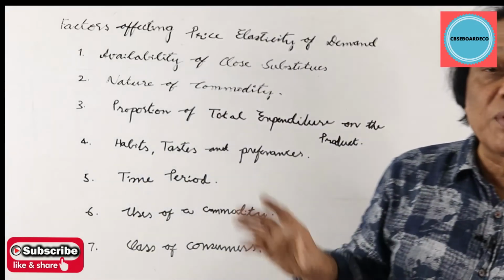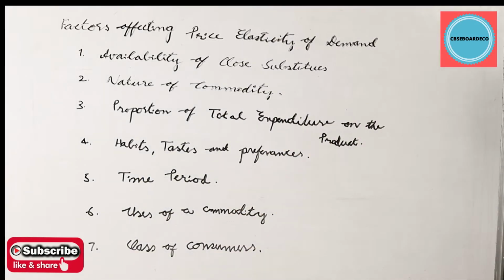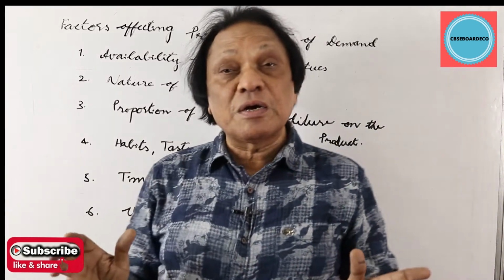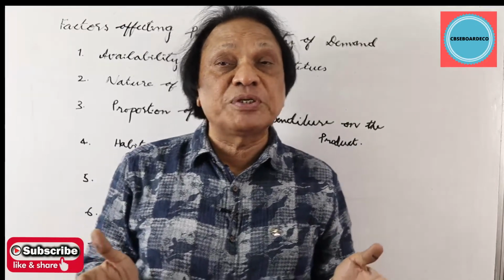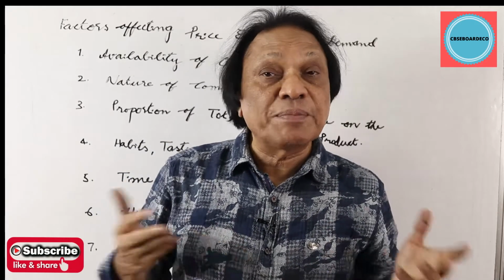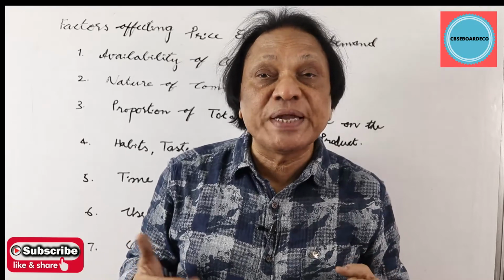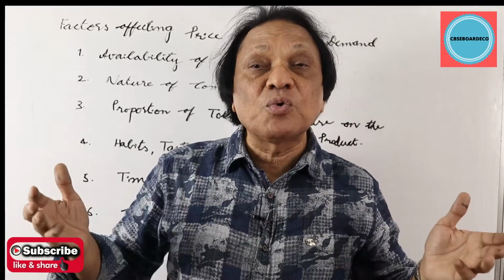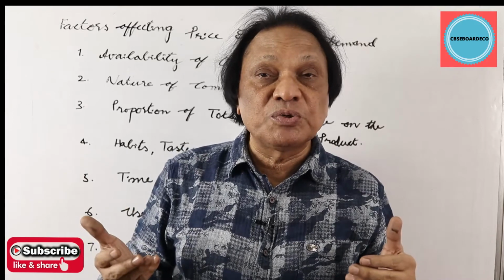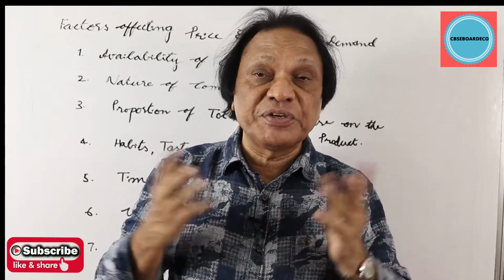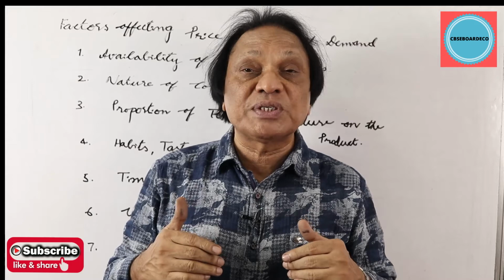The first factor, look at the board: factors affecting price elasticity of demand, or we can call them determinants of price elasticity of demand. The first factor is availability of close substitutes. If a commodity has many close substitutes, we name some such commodities. What are substitutes? Goods which you can replace in place of each other with equal ease without reduction in your satisfaction.